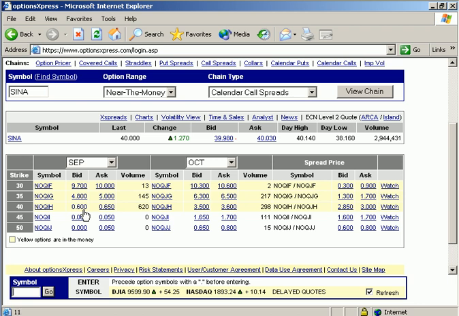So that's basically what we're going to do: we're going to buy the October and sell the September, okay? So we're going to buy the October 40, and anytime you buy something, you always have to match the asking price. And anytime you sell something, you have to match the bid price. So that's why we're buying the October at the asking price, and we're selling the September at the bid price. And that's how we do a calendar spread, okay? So let's go ahead and do that, okay?